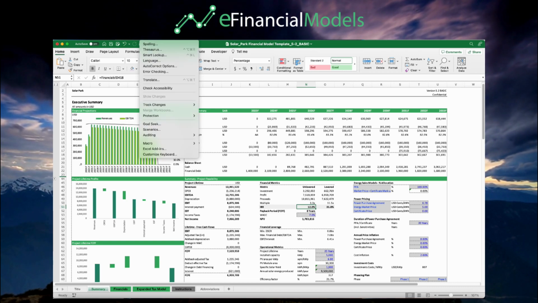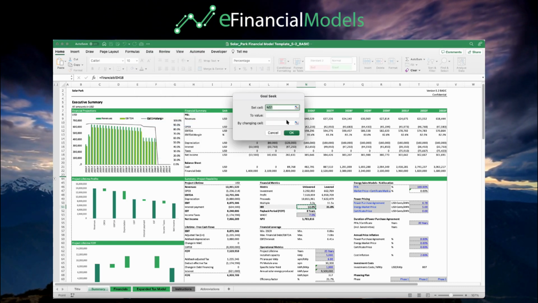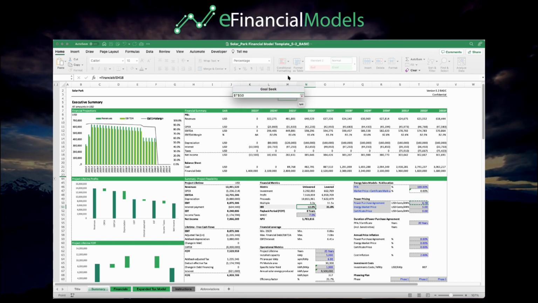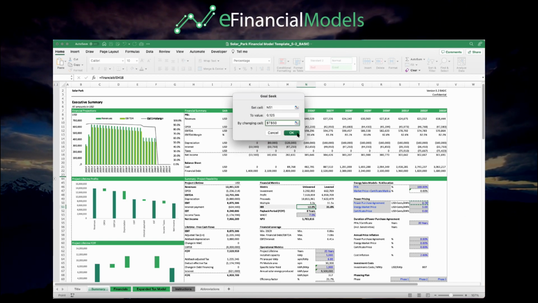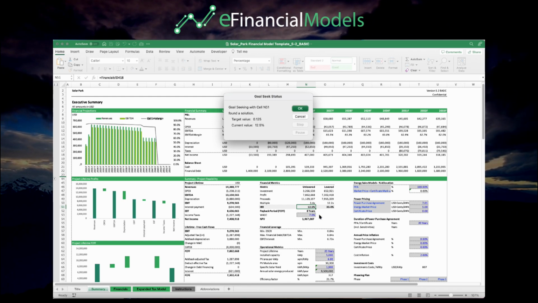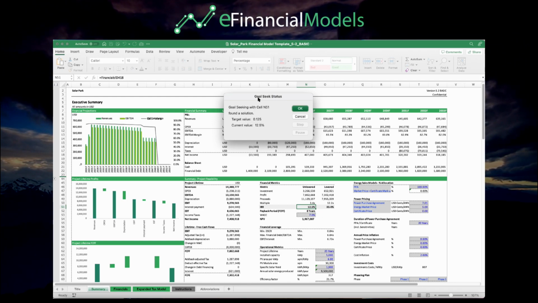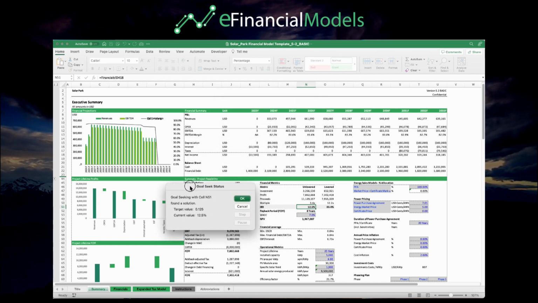We can repeat this process also for, let's say, a different IRR. Let's say we want 12.5%. We repeat this. What is the required selling price? As you can see, Excel runs iterations again, and now the selling price needed is higher.